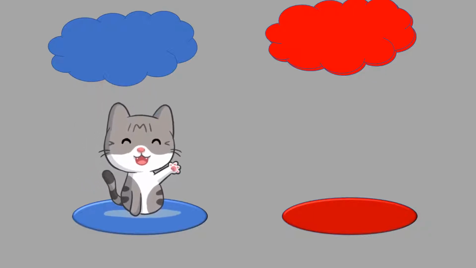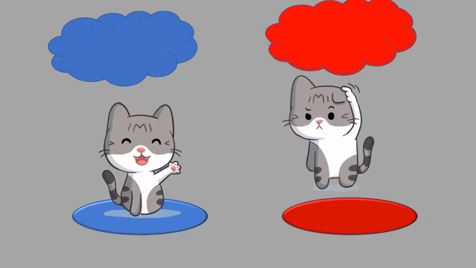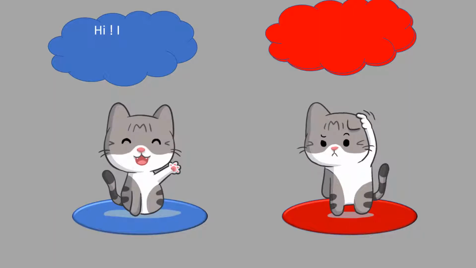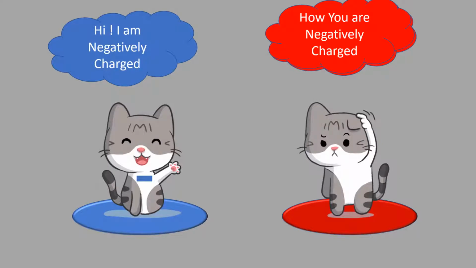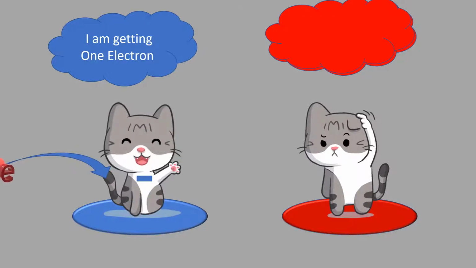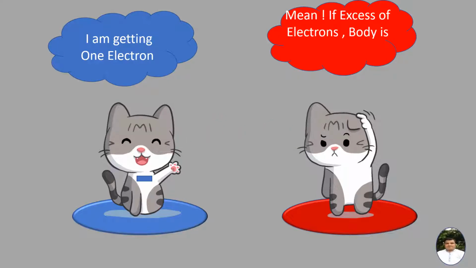Enjoy the discussion between the two cats. First one: Hi, I am negatively charged. Question: How are you negatively charged? I'm getting one electron. It means if there is an excess of electrons in a body, it is getting negatively charged. That's it.